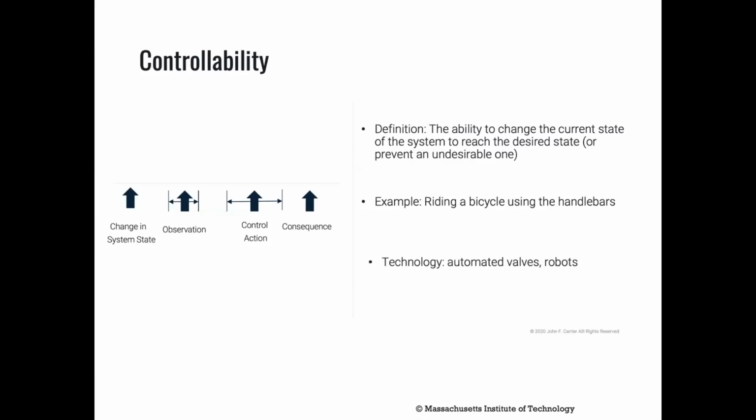So you can see on the graph on the left, if we're able to make our observation and take our control action before the consequence, we have a good system. And here's a place where augmenting our existing systems with technology can actually improve the speed of our control actions. And some classic examples are automated valves, robots, where they're needed.